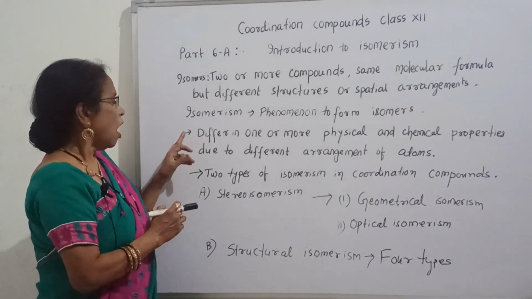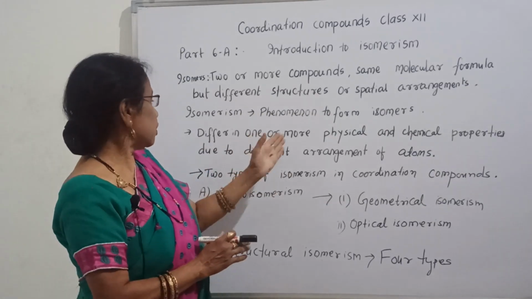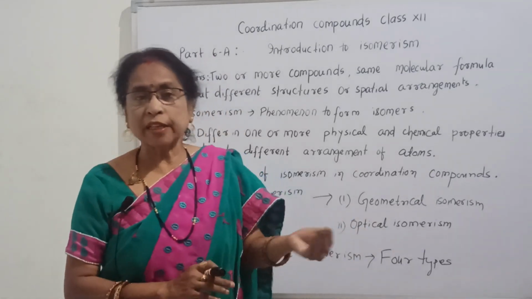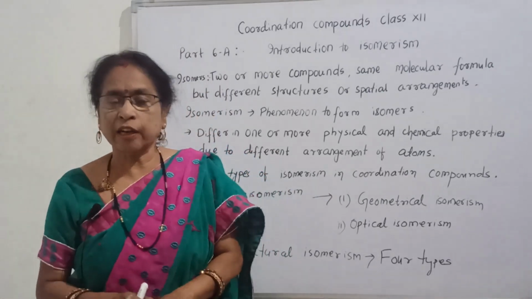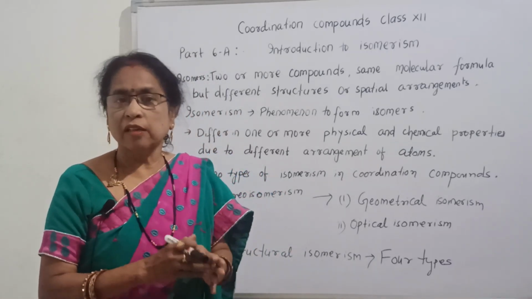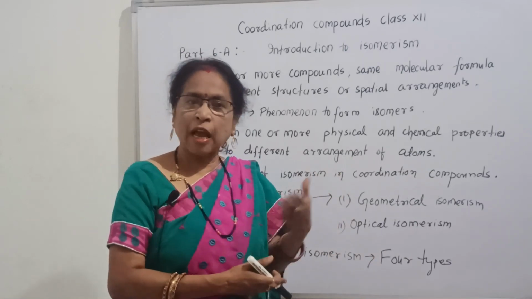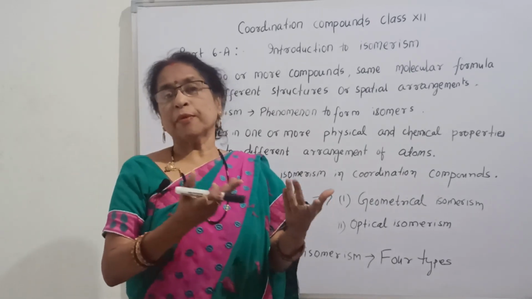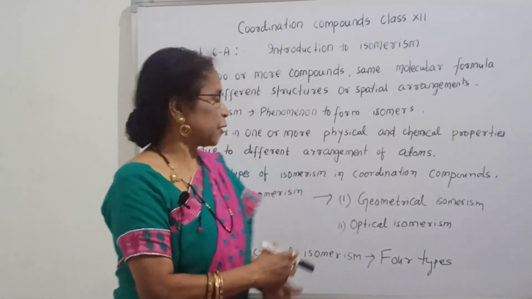Since the arrangement of atoms is different, they should show one or more physical or chemical properties that are different. That means, due to different arrangement of atoms, that is structure or spatial arrangement, they show different chemical and physical properties. They may be one or more. Sometimes the isomers of one coordination compound show one chemical property or two chemical properties, or two physical properties, like that.